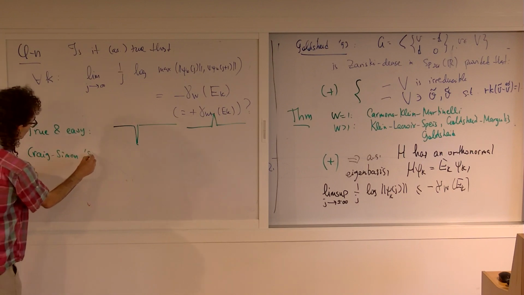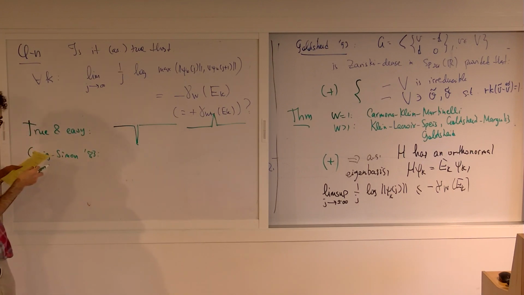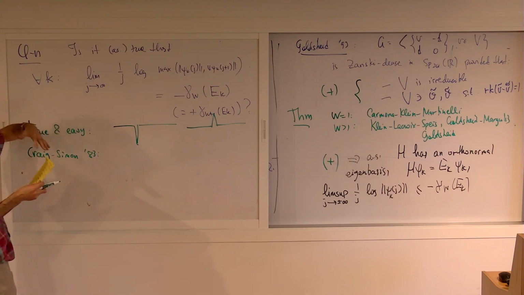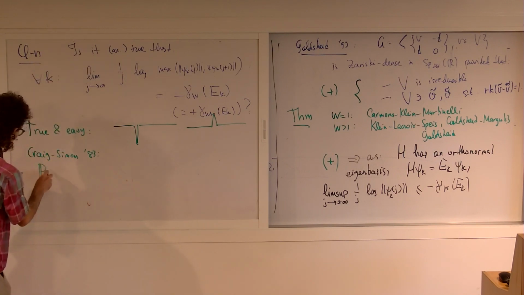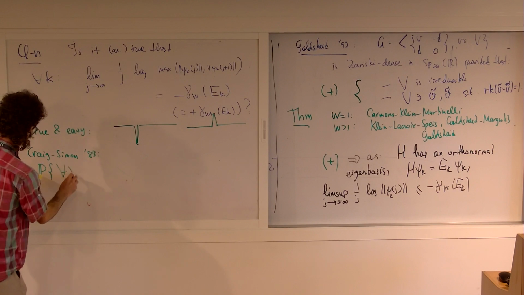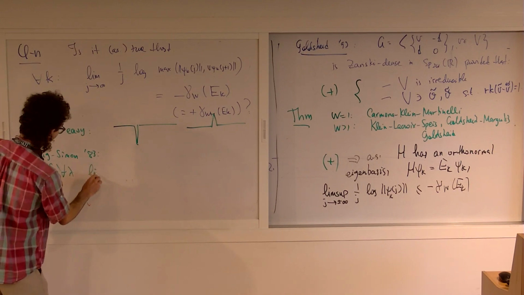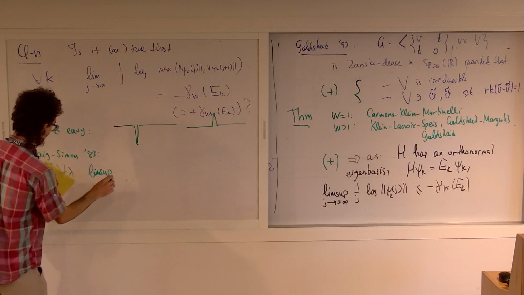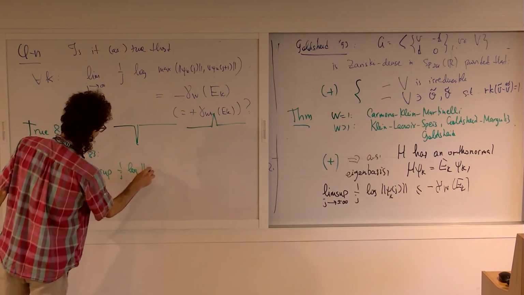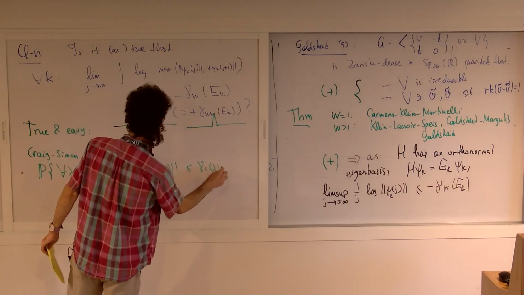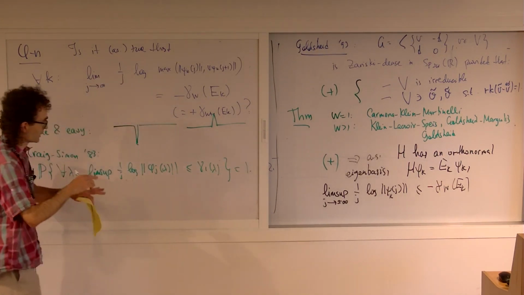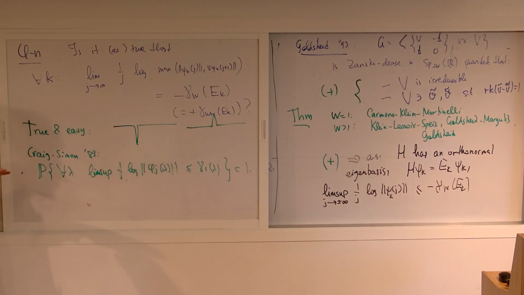proved many years ago that, let's say, the norm cannot be larger than prescribed by the Lyapunov exponent. So with probability 1, for all lambda, the lim sup of 1 over j times the logarithm of the norm of phi j of lambda is less or equal than gamma 1 of lambda. Okay. So the top singular value cannot be larger than it should be.